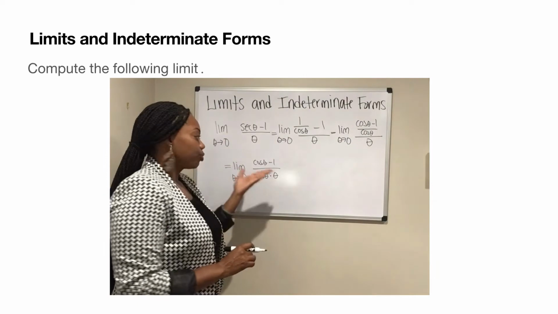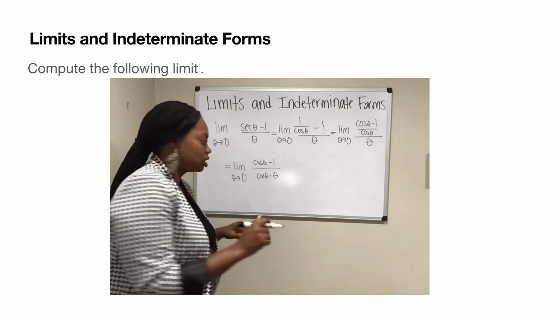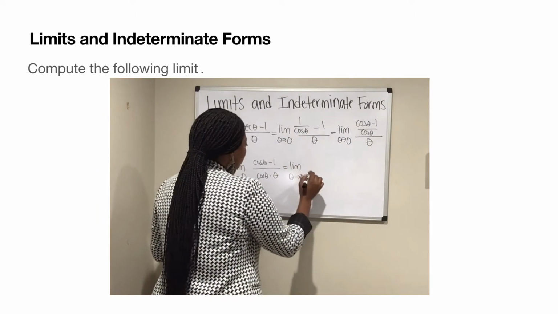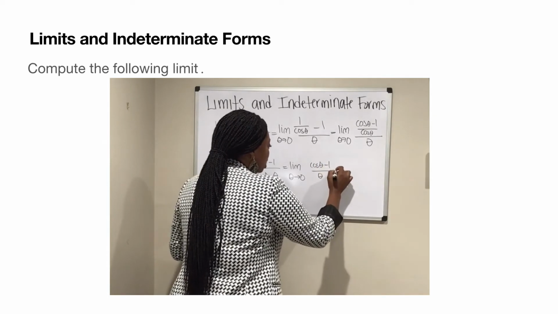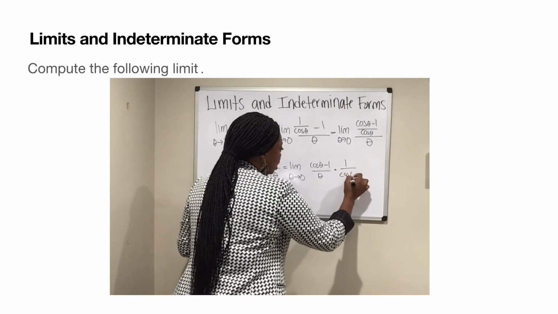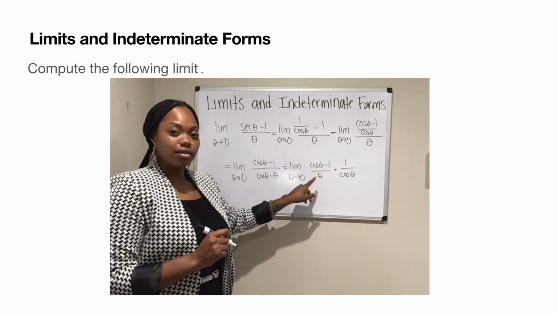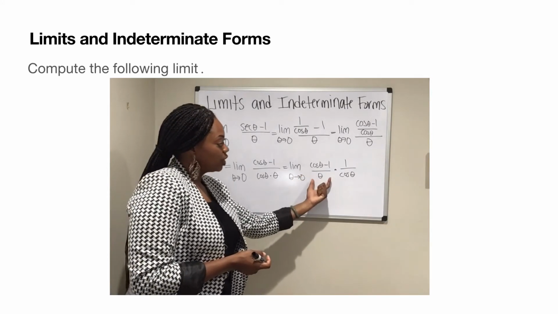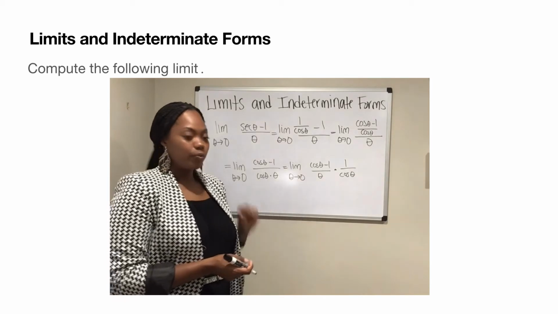Now we can rearrange our function and break it up as a product of two different functions. So this is the limit as theta approaches 0 of cosine of theta minus 1 over theta times 1 over cosine theta. Now we're going to remember that cosine theta minus 1 over theta is one of our special limits, and we know that this limit as theta approaches 0 is equal to 0.